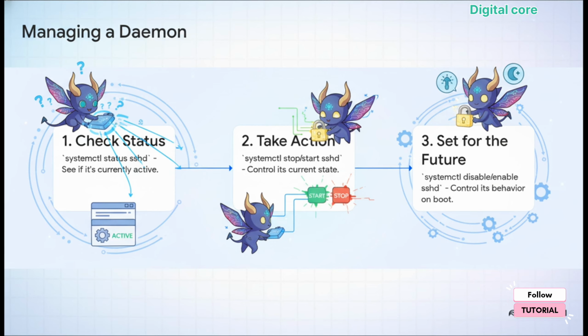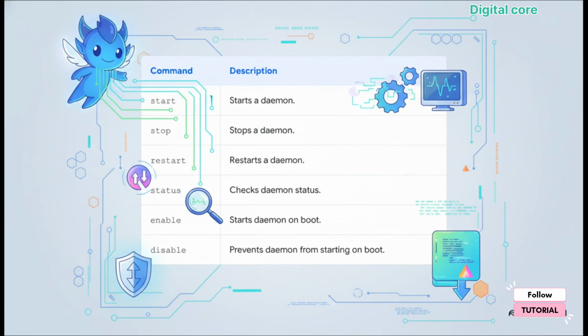First, you check its current condition with the status command. Then, you can take immediate action right now using stop or start. And finally, you can decide what it should do in the future. Whether it should launch at boot by using enable or disable. See? Status, action, future. So let's just lay these all out.